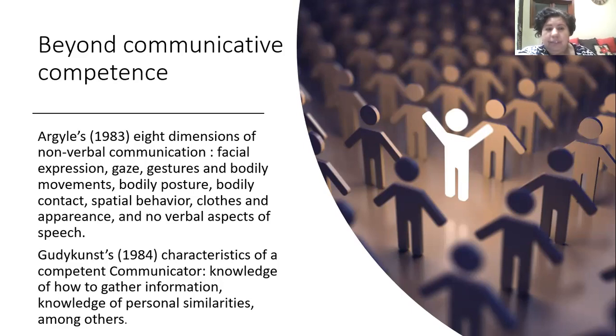Then it is important to know all of this about the spatial behavior and also the clothes, how they use these clothes, what type of clothes are okay according to some situations, and also other nonverbal aspects of speech. Also, Argyle in 1984 presented some characteristics of a competent communicator. And all of this is about the knowledge of how to gather information and knowledge of personal similarities among other elements.